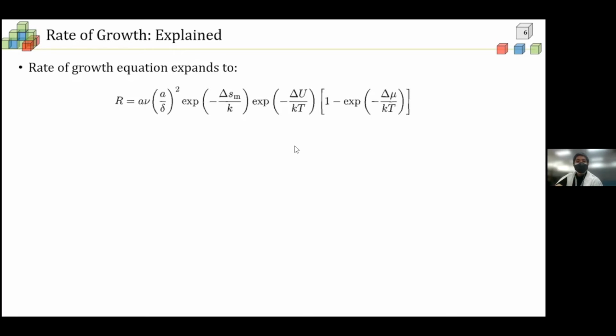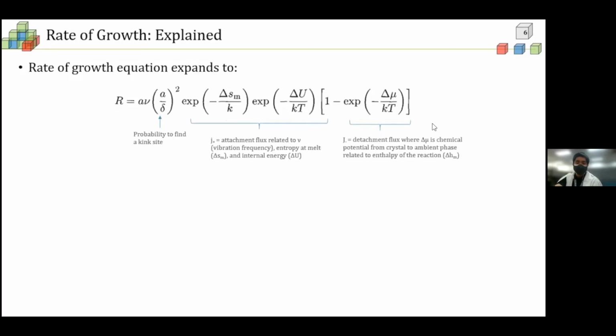But just to break that down, simplifying the same equation as before, this is still the probability to find the kink site. This whole term here that I bracketed would be the attachment flux. And likewise, the negative symbol here on the right would be the detachment flux.